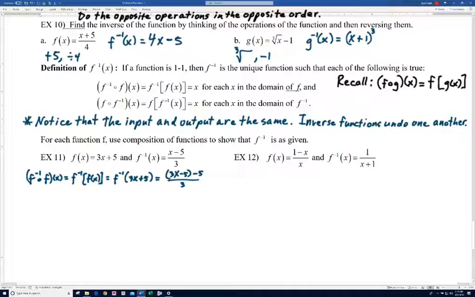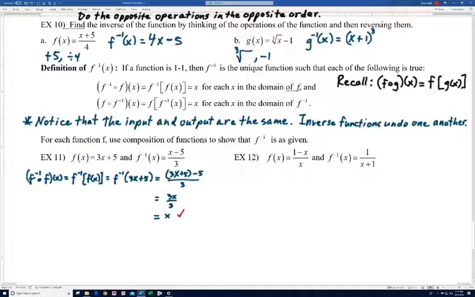Oh, let's see. I think I made a mistake here. Let me just double check this. Oh, that's supposed to be a plus 5. All right, so we end up with a 5 and a minus 5, so we're left with 3x over 3. And so notice we do get x as an output. So we started with an input of x, and our output was the same value.